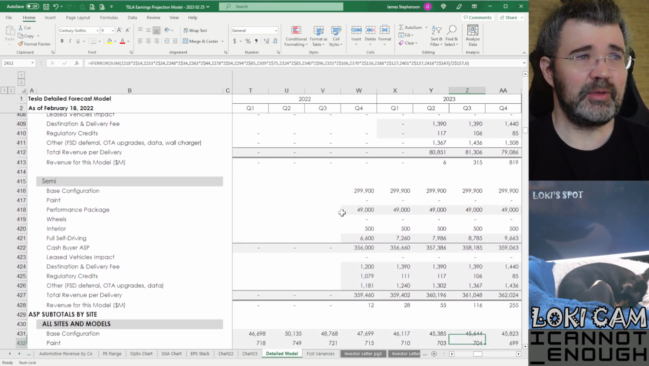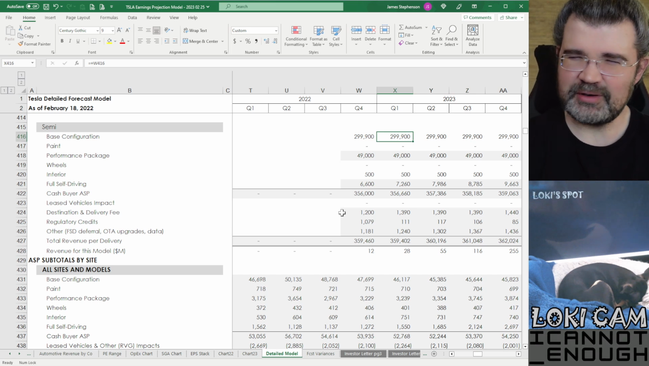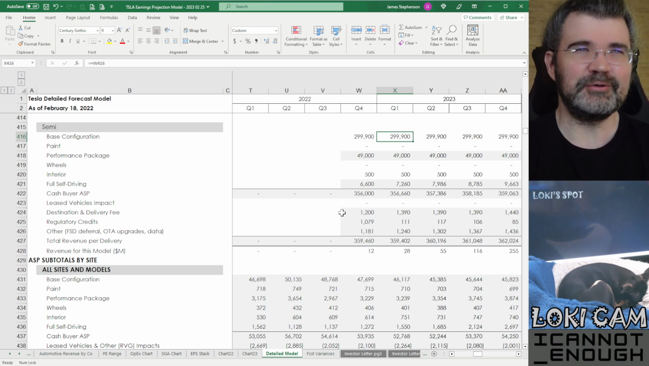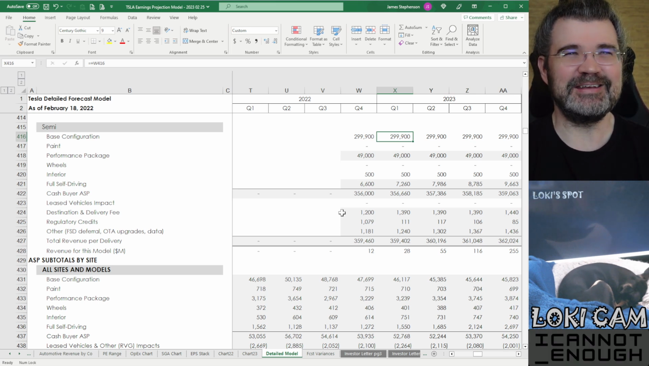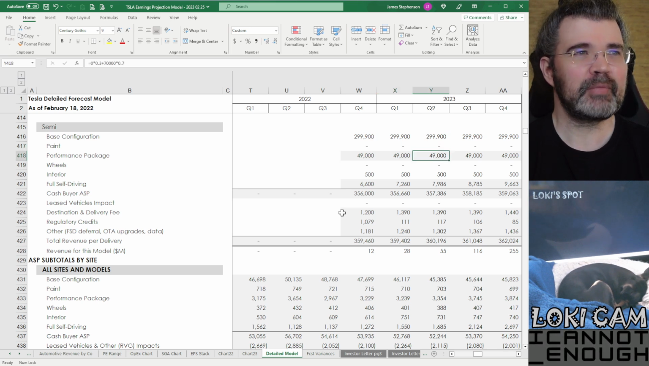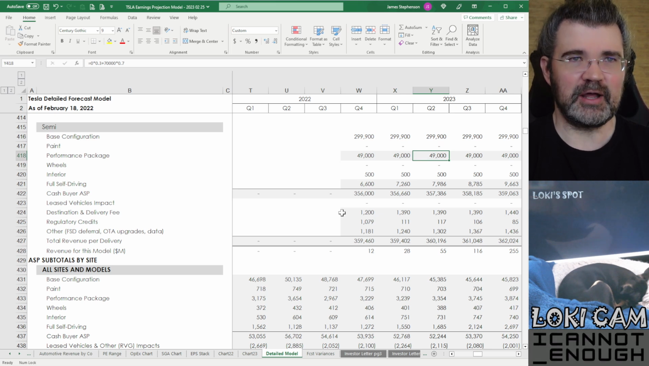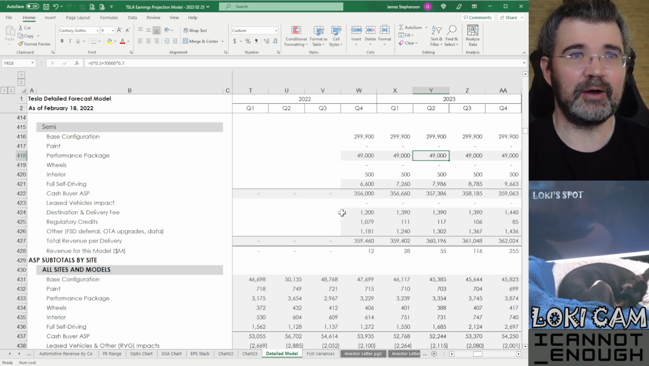Then we don't have a lot of semis being made, but here are my assumptions for how much revenue per semi. I think it's going to be a $300,000 price point-ish. For psychological reasons, you're supposed to knock off a few bucks from a round number so that it starts with a lower number. So $299,900 is what I'm assuming here for the semis, with a performance package of $49,000, meaning the long range semi. I think that's the only kind Tesla's making right now, the 500-mile variant.